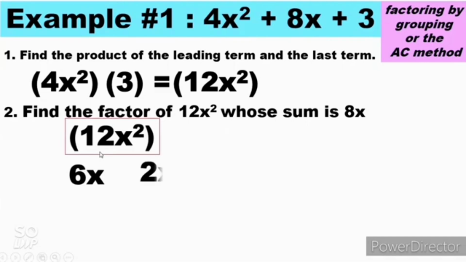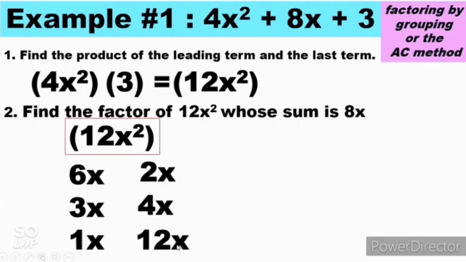Okay? Factor 12x squared, we have 6x times 2x. Another one, we have 3x times 4x. Next, we have 1x times 12x. So, yun yung mga factors ng 12x squared. Okay? The next step is kukunin natin yung sum. Dapat ang makuha nating sum is 8x, which is yun yung middle term ng trinomial.